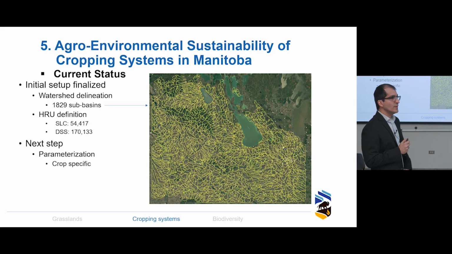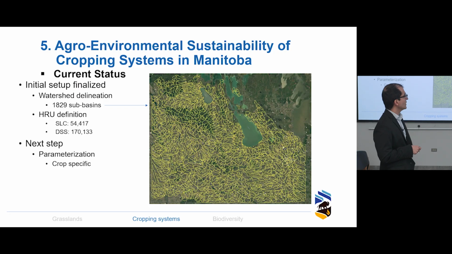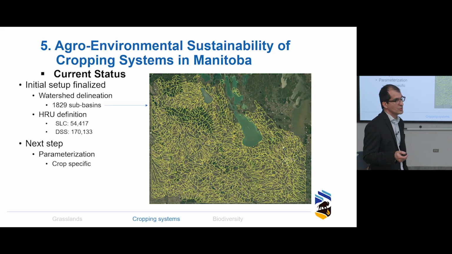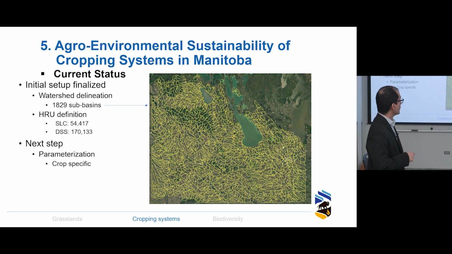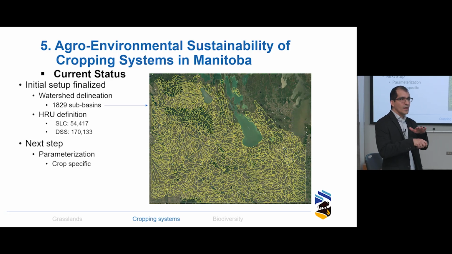So this is the domain of the model from the first step, right? Watershed delineation. We end up with over 1,800 watersheds across southern Manitoba. So these are actual watersheds. They probably coincide with some watersheds that you see when you look at the conservation districts, for example, or watershed districts. So what you don't see on the map is the HRU definition piece, which is the unique combination of land use, topography, and soil, okay?